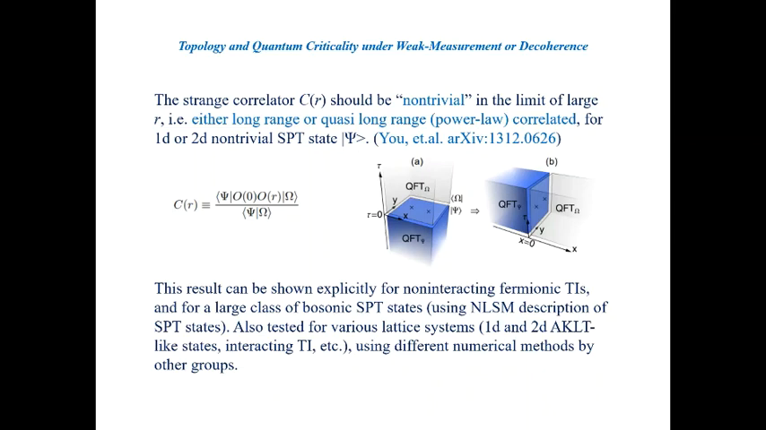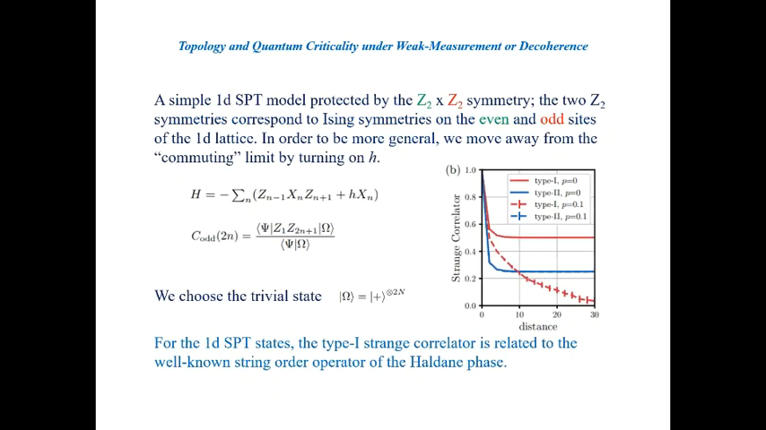So this has been tested for different systems by different groups. Let me go back to a simple 1D SPT state, which was mentioned in Alex's talk, and also I think in Chong's talk as well. So this is a Hamiltonian in 1D. This Hamiltonian generically is not commuting projectors, because suppose h is zero, then this Hamiltonian just contains terms which commute with each other. It's very easy to write down the ground state wave function. So we want to be more generic, so we turn on a finite h. We take h equals 1/2 here.